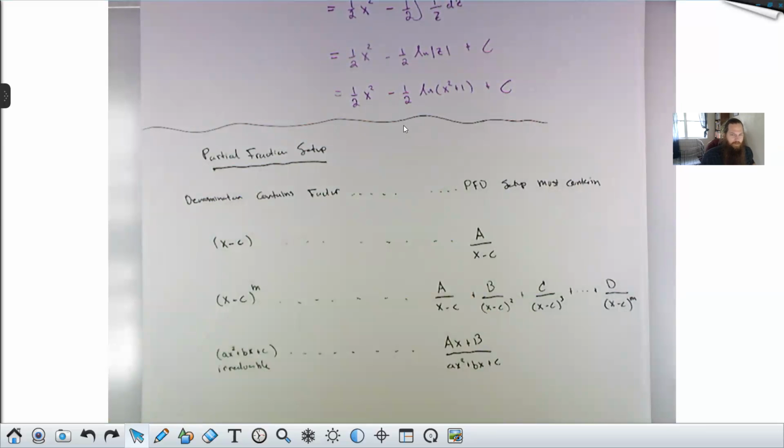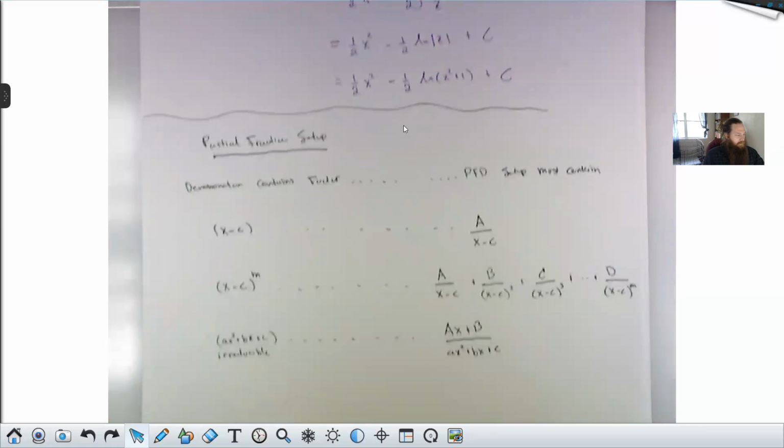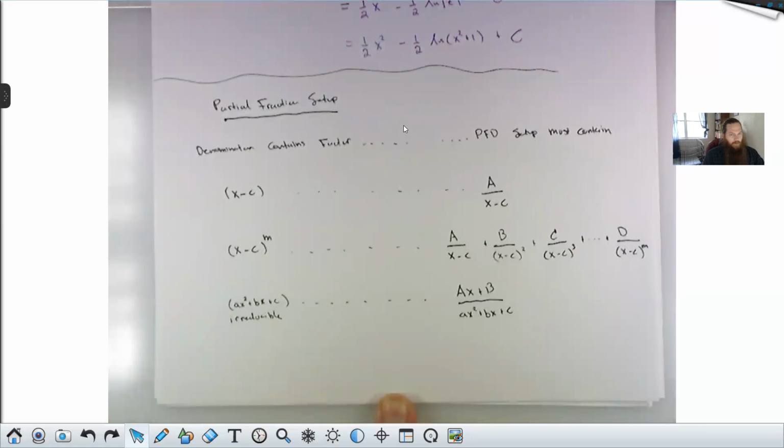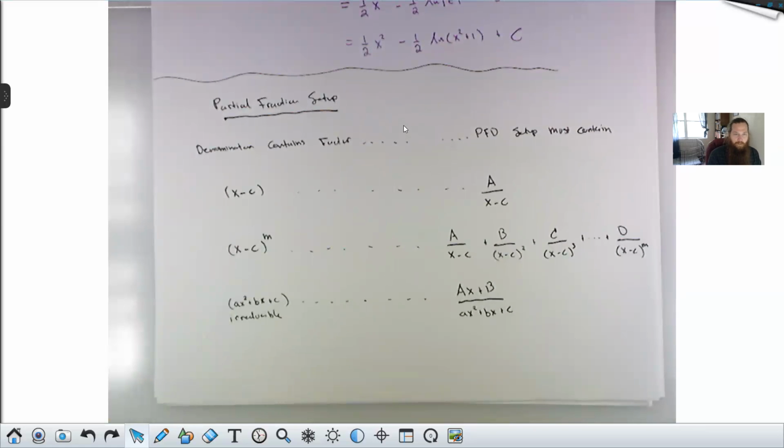And then the nightmare case is if you have repeated ones of these. Now your homework, the homework that's due on Monday, only has the nicest possible cases, but you will have more homework coming out that will contain stuff like this, and even this nasty third case, or fourth case.